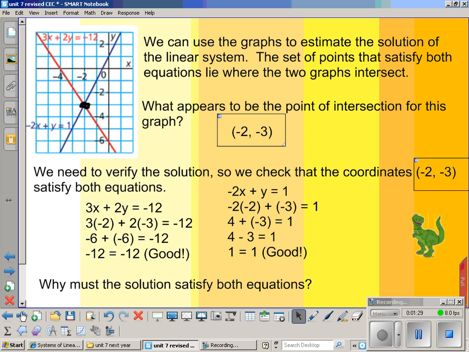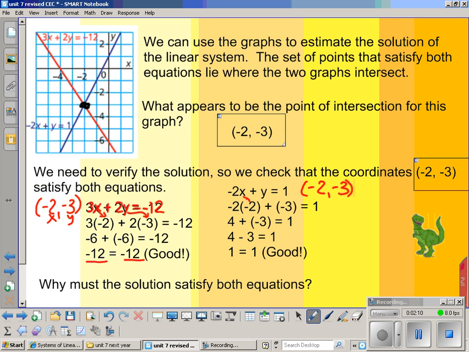So you take the first equation, 3x + 2y = -12. Remember, our coordinates were (-2, -3). So we replace the x value with -2 and the y value with -3, and we check to see that the left-hand side equals the right-hand side. We then need to repeat the process with the second equation because it might satisfy one equation but not both, and therefore it's not a solution. In order for it to be a solution of the system, it must work in both equations.